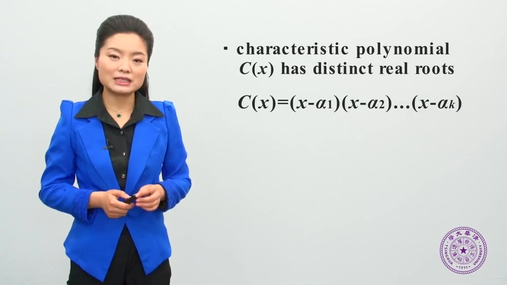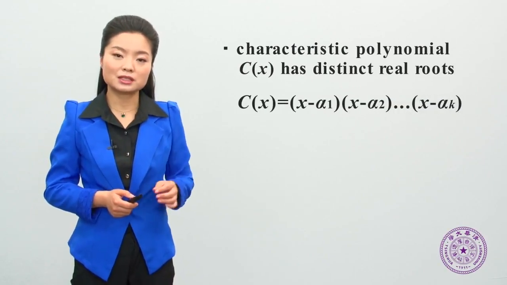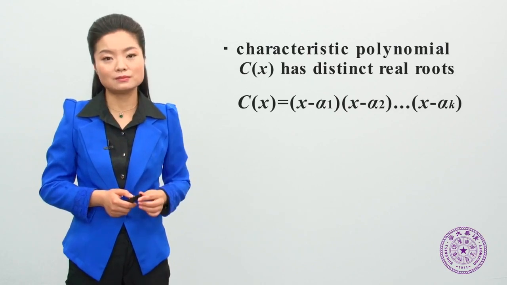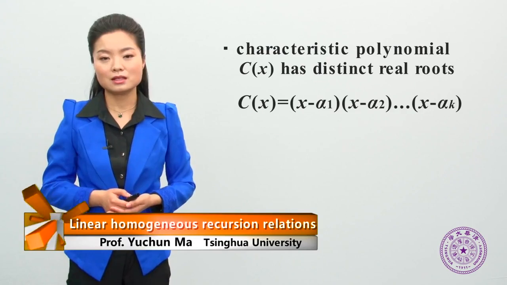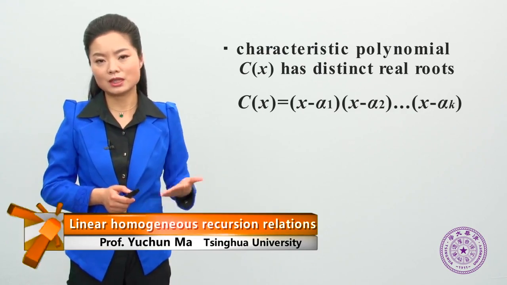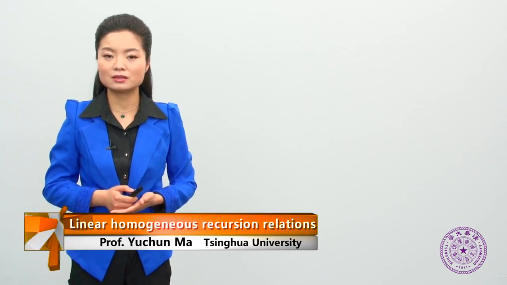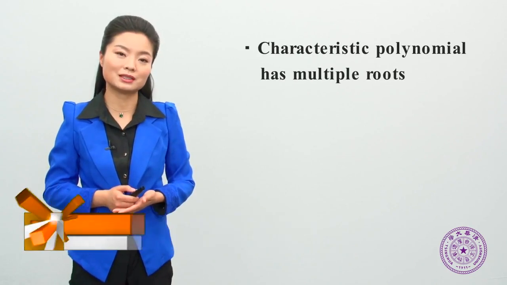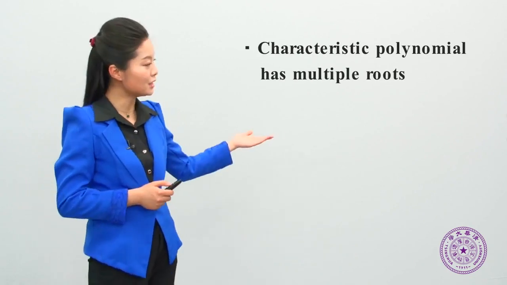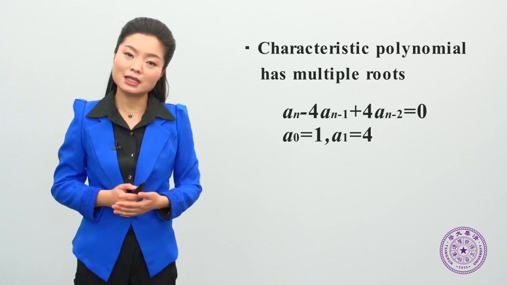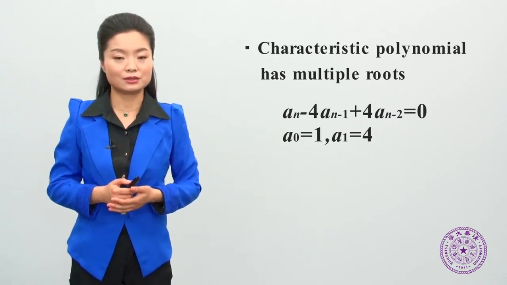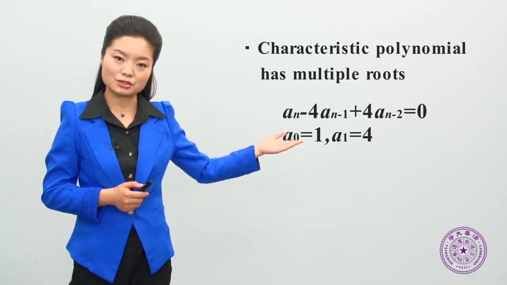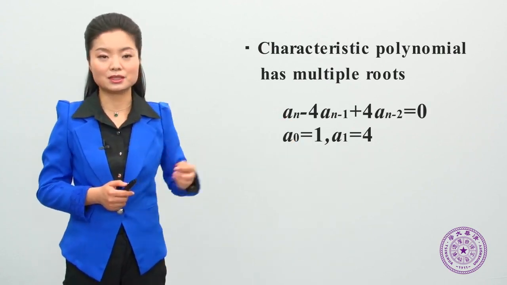We just introduced that if characteristic equations have no multiple roots, we could write the expression of an directly. However, there are different situations for roots. For example, there might be multiple roots. Let's look at this equation: the recurrence relation an minus 4an minus 1 plus 4an minus 2 equal to 0. How should we solve such a recurrence relation?